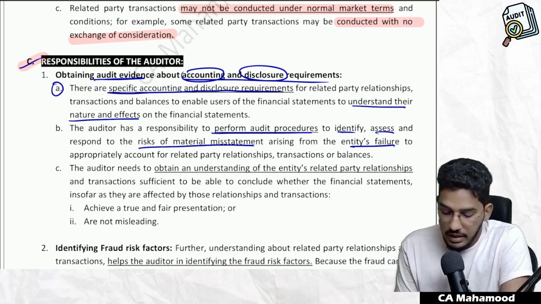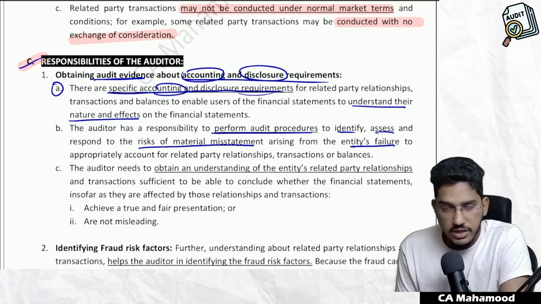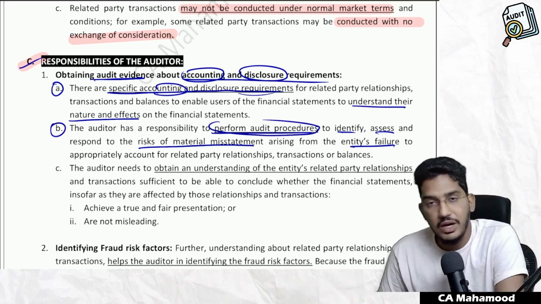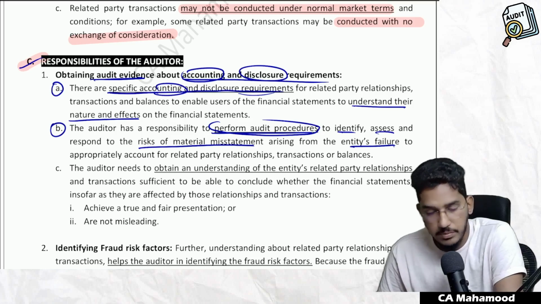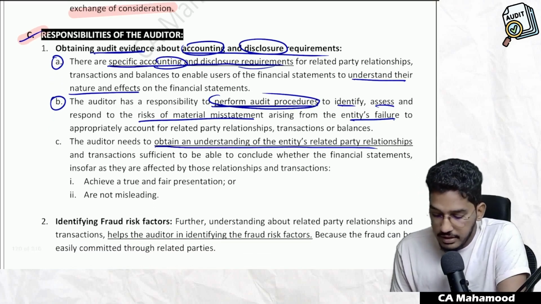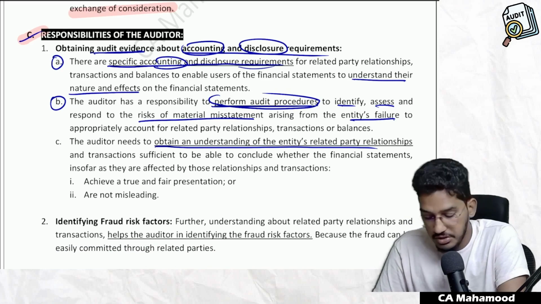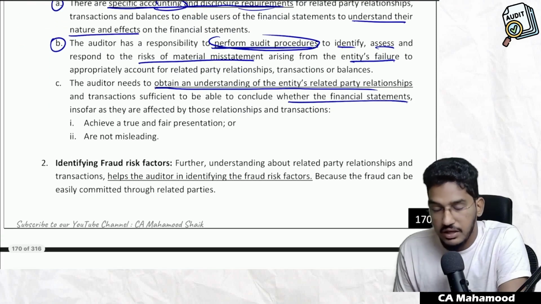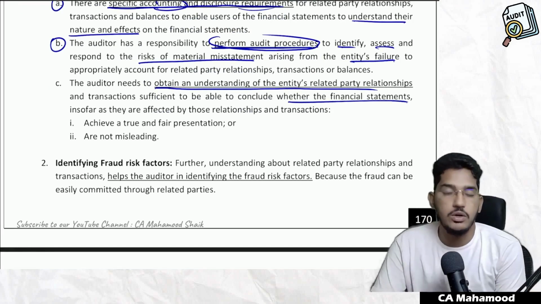So the first point they are telling is that there are so many accounting and disclosure requirements regarding related party transactions. Second point, the auditor has a responsibility to perform audit procedures to identify whether there are any misstatements or risks of material misstatement relating to related party disclosures. Third point, the auditor needs to obtain an understanding of the entity's related party relationships and transactions sufficient to be able to conclude whether the financial statements, insofar as they are affected by those relationships and transactions, achieve a true and fair view and are not misleading.